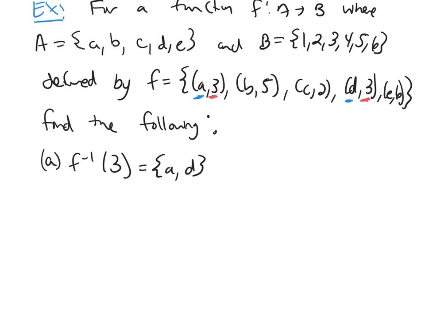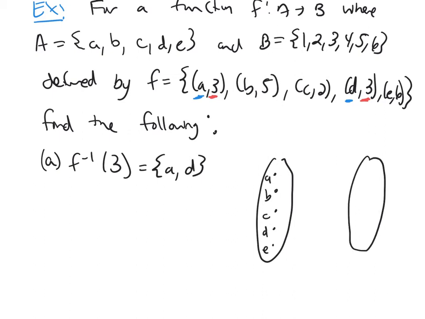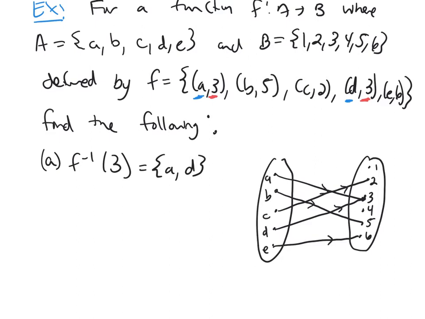Now you might also consider looking at this visually. So let's draw our function here. A, B, C, D, and E. And then I'm mapping to 1, 2, 3, 4, 5, 6. And then we're going to draw arrows. So this is the same diagram we had in our last picture. A goes to 3, B goes to 5, C goes to 2, D goes to 3, and E goes to 6. So here we're looking at f inverse of 3. So I'm looking at 3, and I want to know which elements arrow into 3. So there are 2 arrows coming into 3, one from A and one from D.